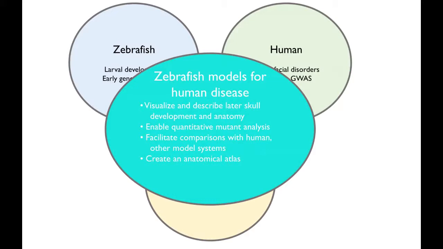So in the course of working on our FaceBase project, we've developed tools to better visualize and describe later skull development and anatomy, bridging the gap between the larva and the adult. And this has enabled us to describe mutant phenotypes more quantitatively and facilitated comparisons with human and with other model systems. And we've also worked to create an anatomical atlas that will be accessible to the community and will help other groups analyze their mutant phenotypes and also draw parallels with these other systems.